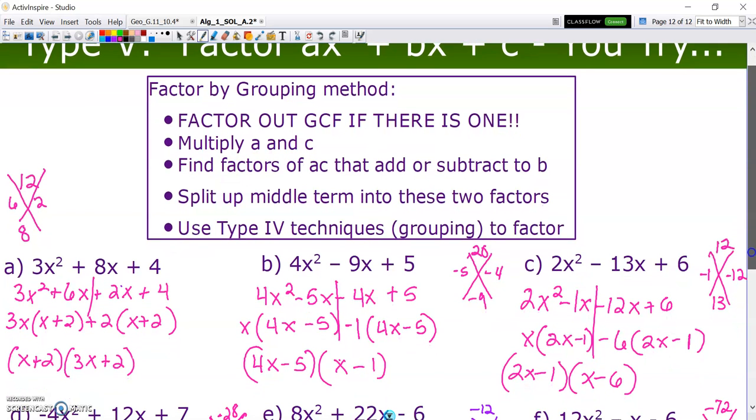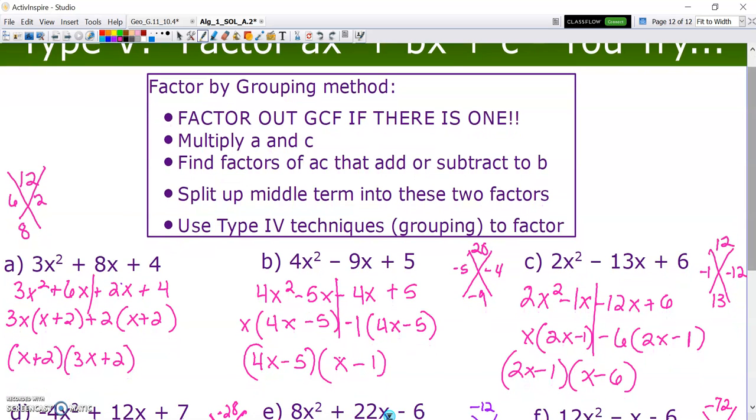Always remember that once you get your answers, your factors, you can go ahead and double check by multiplying back and making sure you're getting back exactly what you started with.